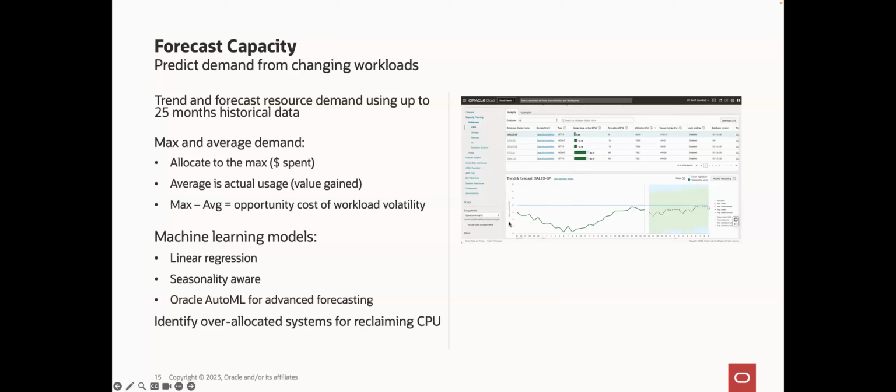Down below, you have what we call a trend and forecast view, where you look at the historical data, and then you can use our built-in forecasting models. We have a linear model, a seasonality aware model, and then the newly added AutoML forecasting model, right? Depending on the nature of the inherent historical data, you can use any of these models to accurately do your forecast across your CPU, storage, memory, and I/O metrics.